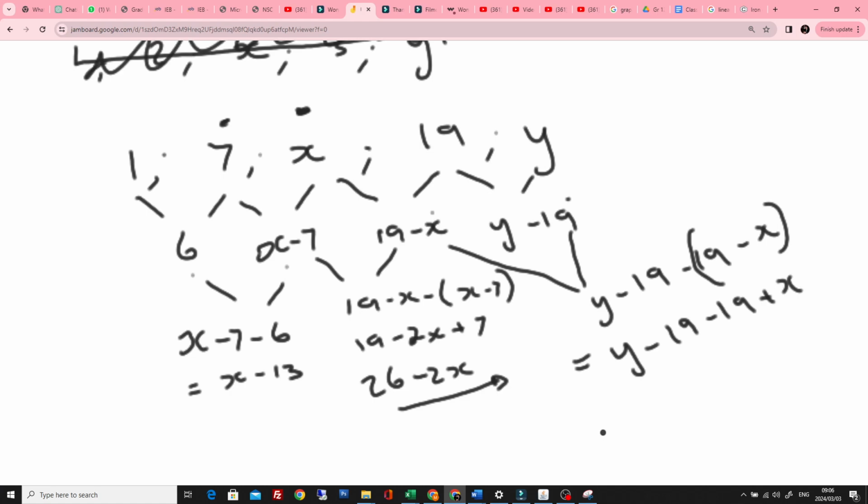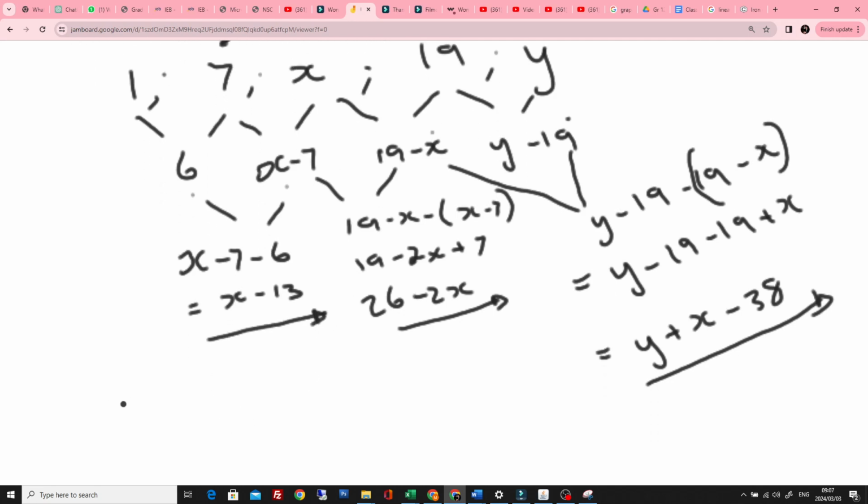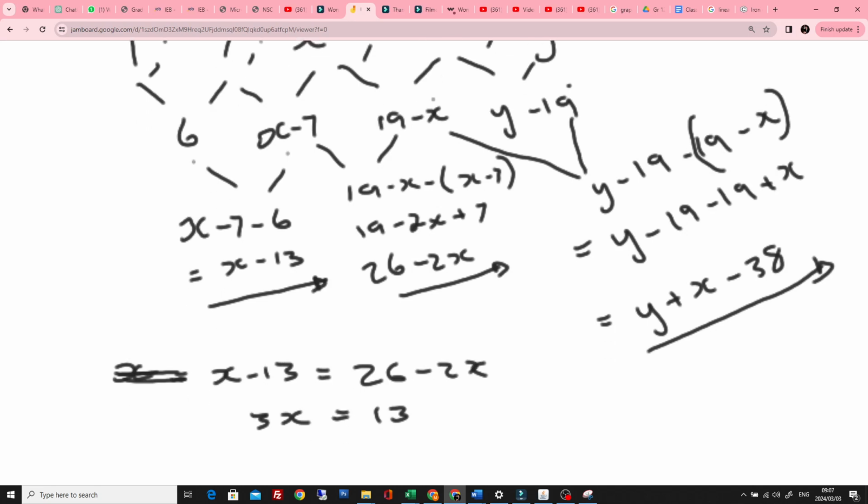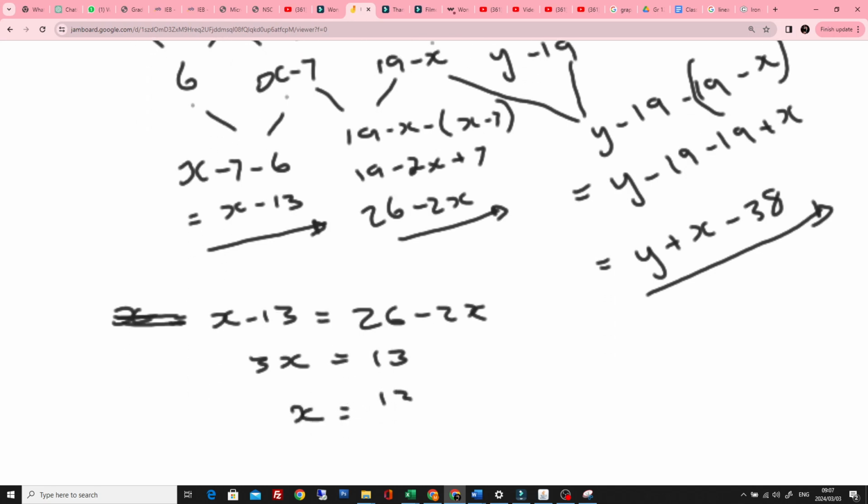So in this case, it would be something like this, where it is y plus x, and then it would be minus 38. Okay, and then I could actually go and solve for x and y by saying these things are equal because it's quadratic, so my second difference is equal. So x minus 13 must equal 26 minus 2x. So 3x must be equal to 13. Okay, and then we get x is 13 over 3.